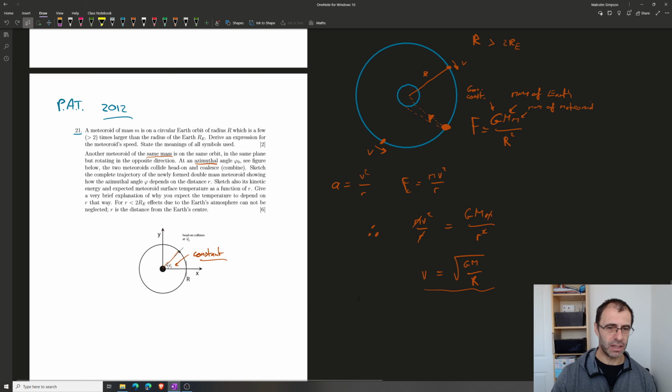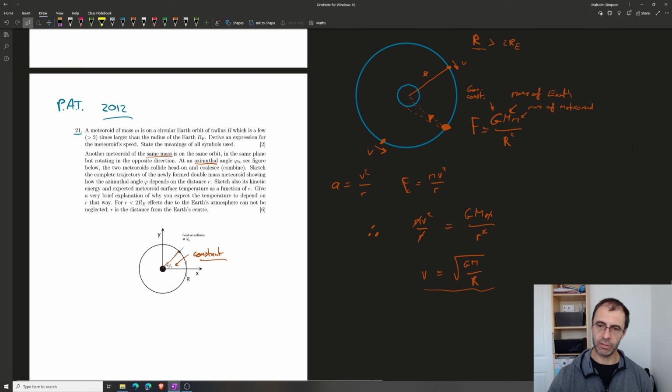So that's that bit. Sketch the kinetic energy. This is more interesting. And the expected surface temperature. We'll leave the surface temperature for a moment. Let's think just about the kinetic energy, and we're going to have to give some sort of explanation. So notice that we're going to be going from a distance r that is equal to the initial radius of the orbit, which was greater than 2RE, to distances r that are much less than 2RE. And presumably we're going to have to sketch this right up till the point of impact at RE.